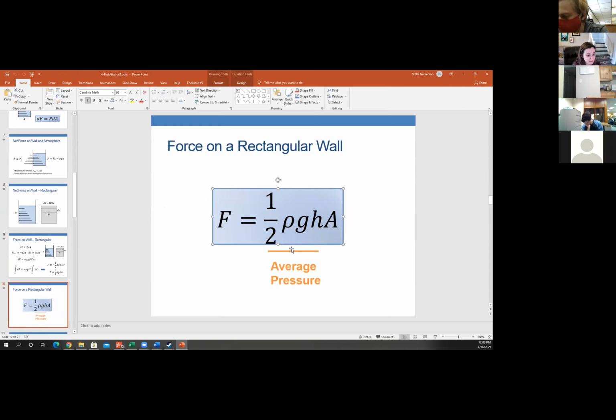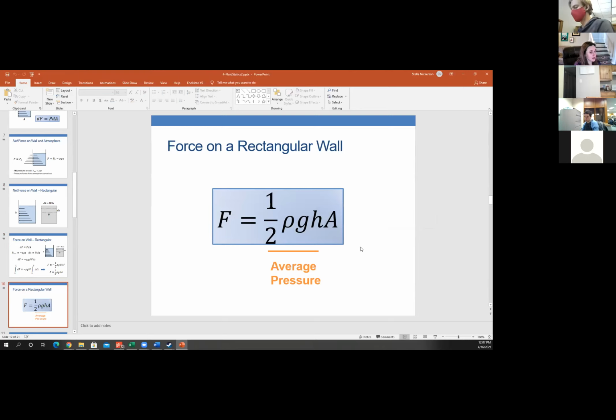The thing to remember about this, if you write it down, is one, this assumes constant density. Two, this is for a rectangle. And three, this is for if there's atmospheric pressure on both sides, so the atmospheric pressure cancels out, is what this says. So those are things to remember about just using this equation.